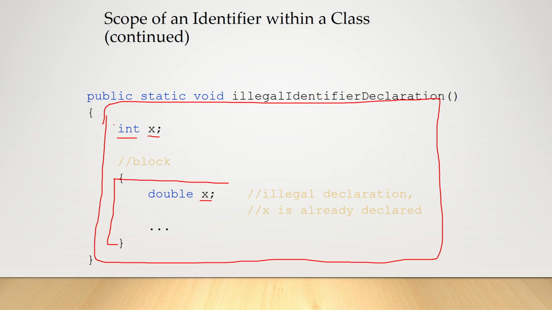Now, for example, if we are going to remove the declaration of x here, and let this x be declared in this inner block, can we use x in the outer block? Like, for example, we have x plus plus. Is this correct or not?